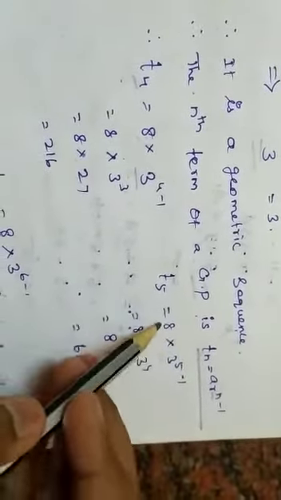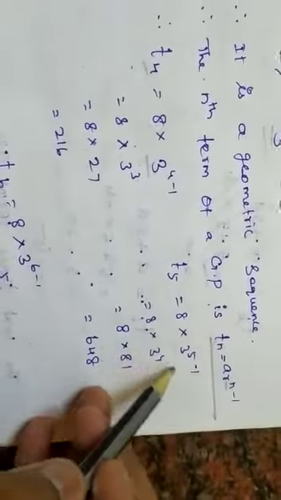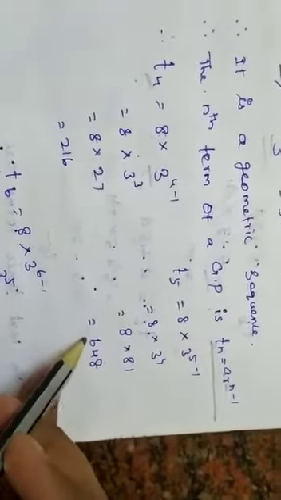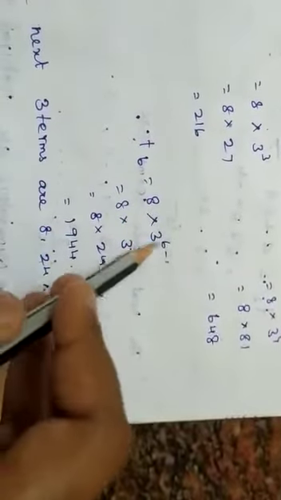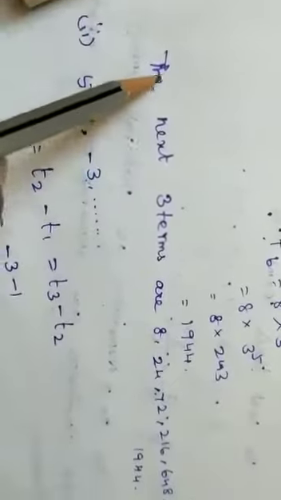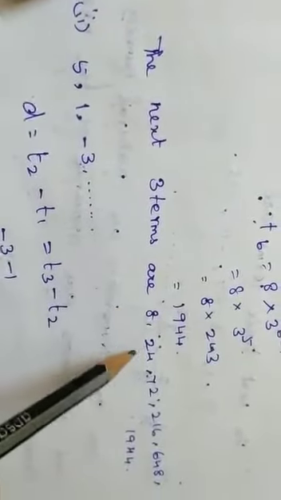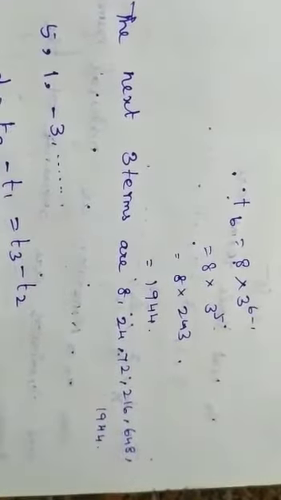So T5 equal to 8 into 3 power 5 minus 1, that is n minus 1 is 5 minus 1, and 8 into 3 power 4, which is 8 into 81, which is equal to 648. So T6 equal to 8 into 3 power 6 minus 1, which is 8 into 243, which is 1944. So the next three terms are 8, 24, 72, 216, 648, 1944.